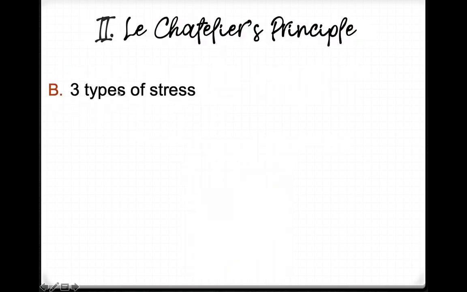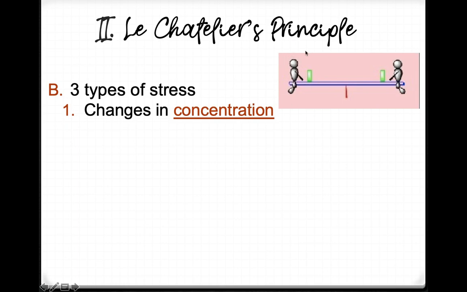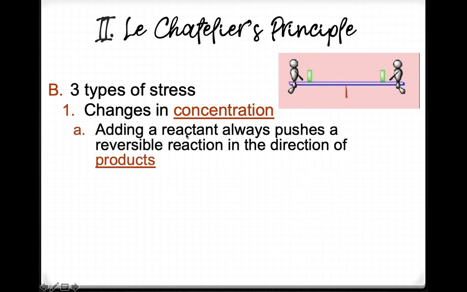There are 3 different ways we're going to talk about that we can stress out a system. The first one is going to be changes in concentration. Okay, so imagine this is your balanced equation. So this is some sort of reactant, this is some sort of product. Right now it's at equilibrium. If I add a reactant, that will push the reaction towards the product. Because think of it, if this side is too heavy, the reaction is like, oh, I need to make more of this to get it back to being balanced. So if this side goes down, I need more of this to get it back to being balanced. That's the idea.